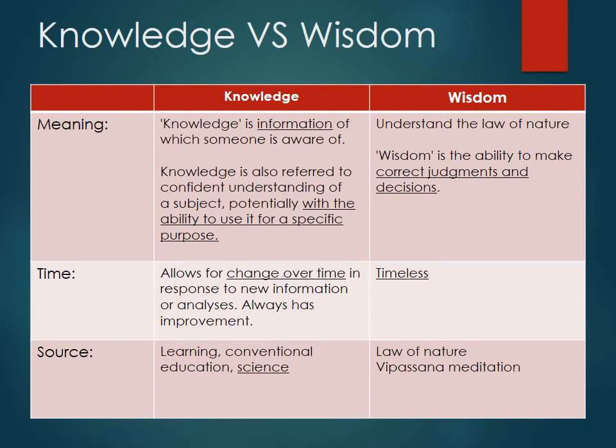On the other hand, wisdom is the ability to make the right or correct judgment and decision. In order to do that, we have to understand the laws of nature pretty well. And of course, the laws of nature do not change with time, so they are timeless. The source of wisdom we can obtain, in Buddhism, we call vipassana meditation. And there are some other different ways to obtain wisdom as well.